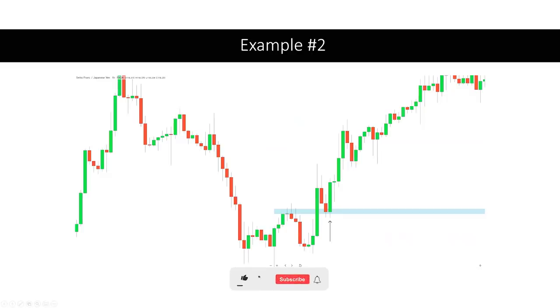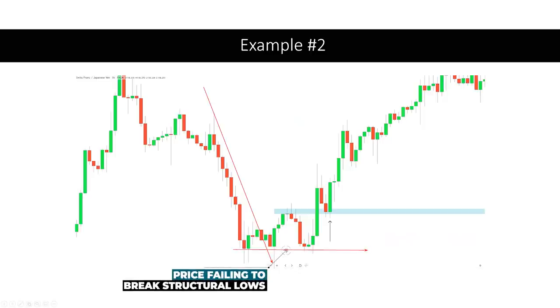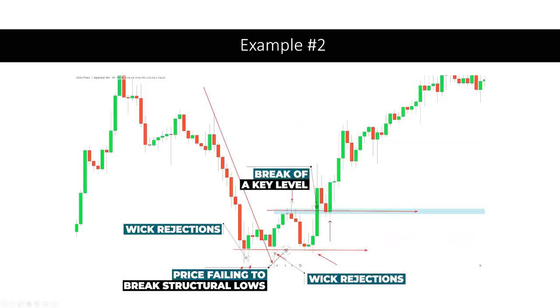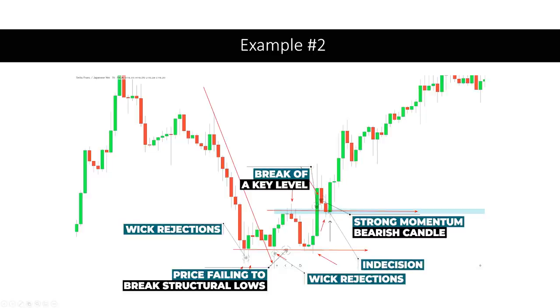Here we have another example on Swiss franc, Japanese yen, again on the hourly time frame, but this is now a bullish example. We can see the overall sentiment of the market was pushing bearish. Price was failing to break some of these structural lows. We have multiple wick rejections here indicating that price is failing to break these structures, and we also have a break of a key level in the market. After the break, we have strong bearish momentum candles pushing to the downside, indicating that the bears are potentially in control of this market. And then we have an indecision to indicate a depletion.